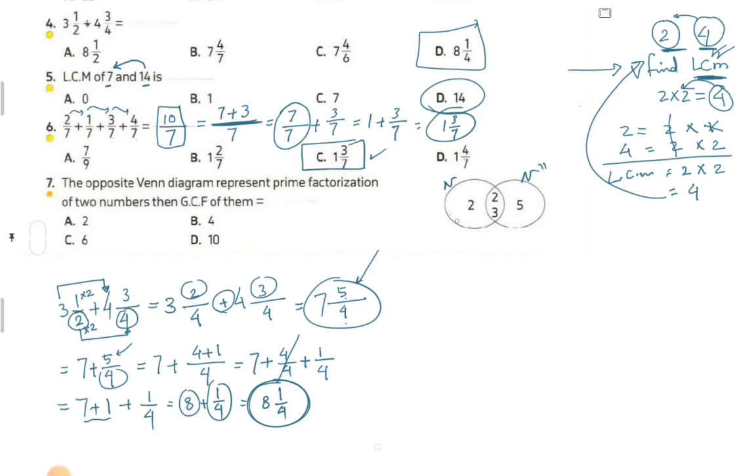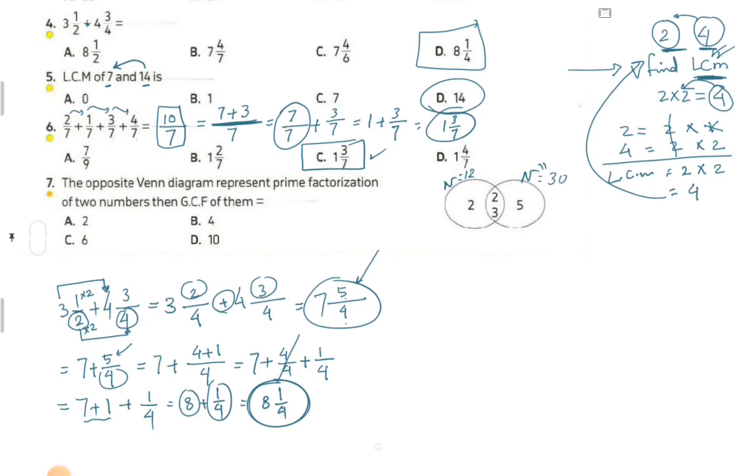Here the first circle has 2 times 2 times 3. 2 times 2 equals 4. 4 times 3 equals 12. The first number was 12. The other number: 2 times 3 equals 6. 6 times 5 equals 30.